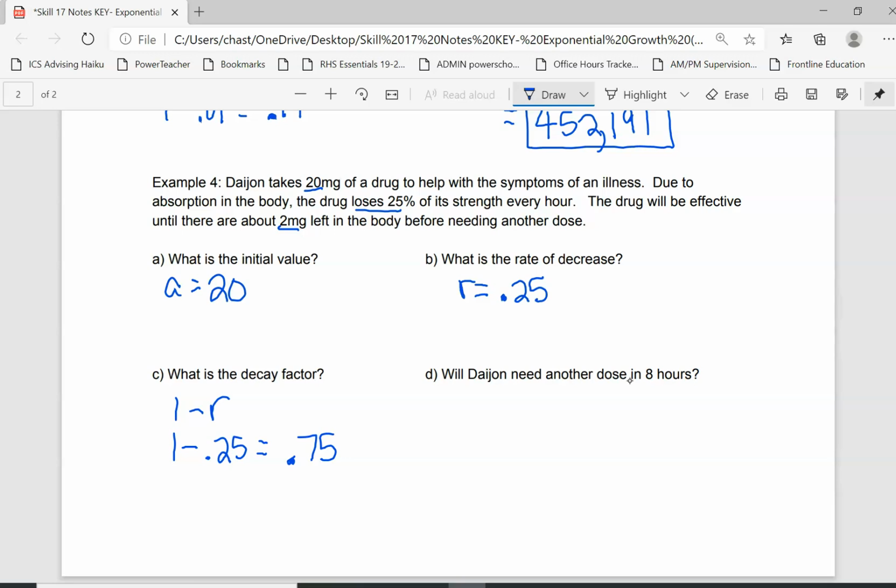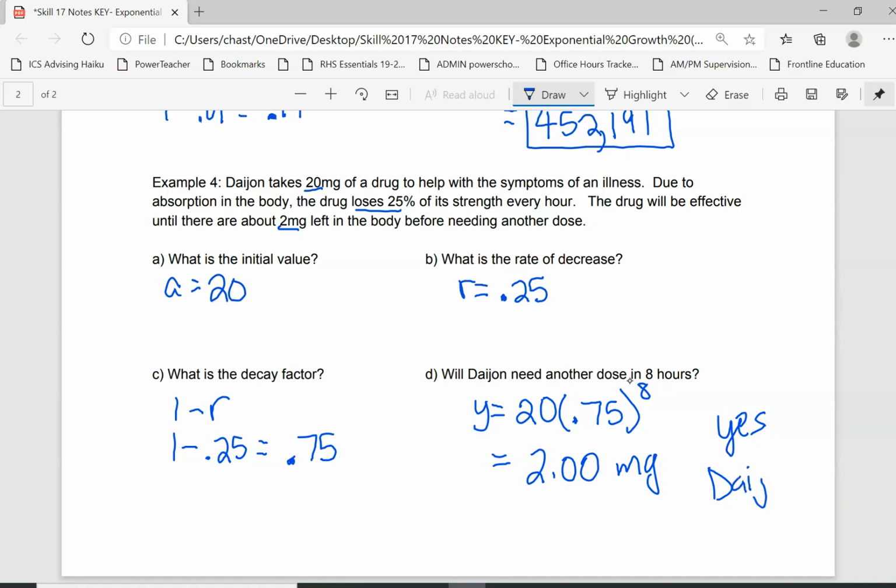And now it says, will Dejan need another dose in 8 hours? So we're going to plug our pieces into our equation. If our answer to this is underneath the number 2 milligrams, then we will need another dose. So 0.75 to the 8th power, and then I take that times 20, and we get about 2.00 milligrams. So yes, Dejan will need another dose.